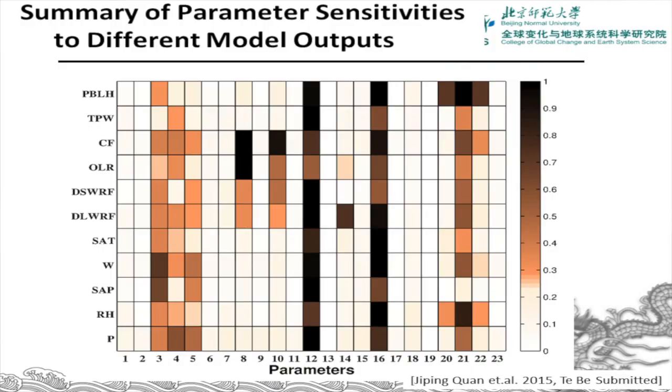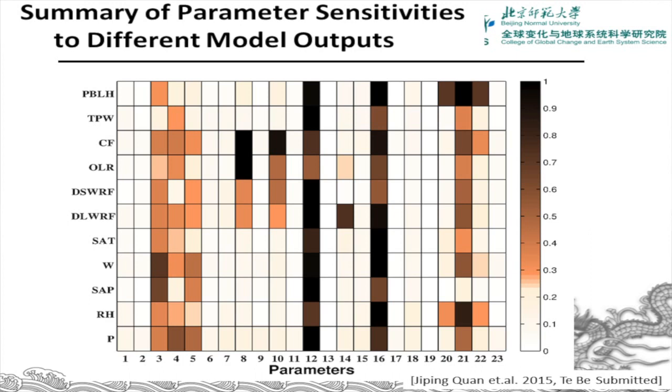And this is a summary of those things here. You can see the 7 surface variables and the 4 atmospheric variables. The dark color means it's sensitive, and the light color means not sensitive. You can see there's a lot of consistency. It doesn't matter which variable you look at, some of the parameters are important all the way through, but the other parameters are only related to those processes.